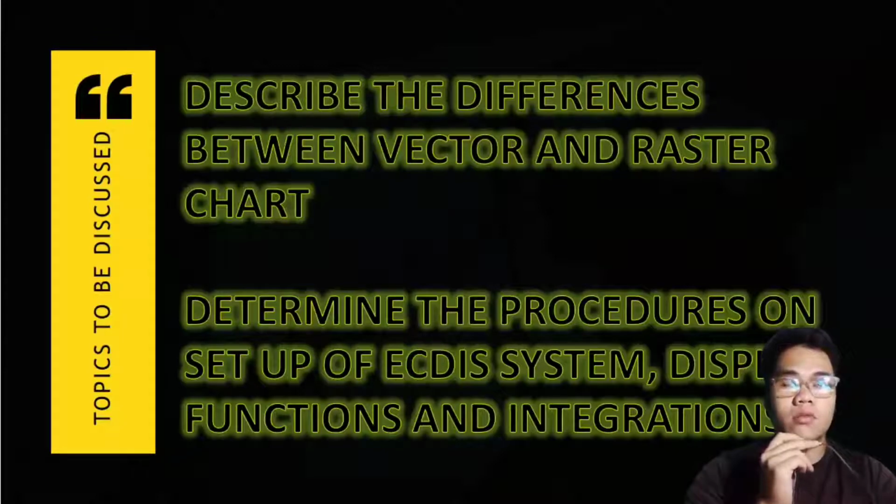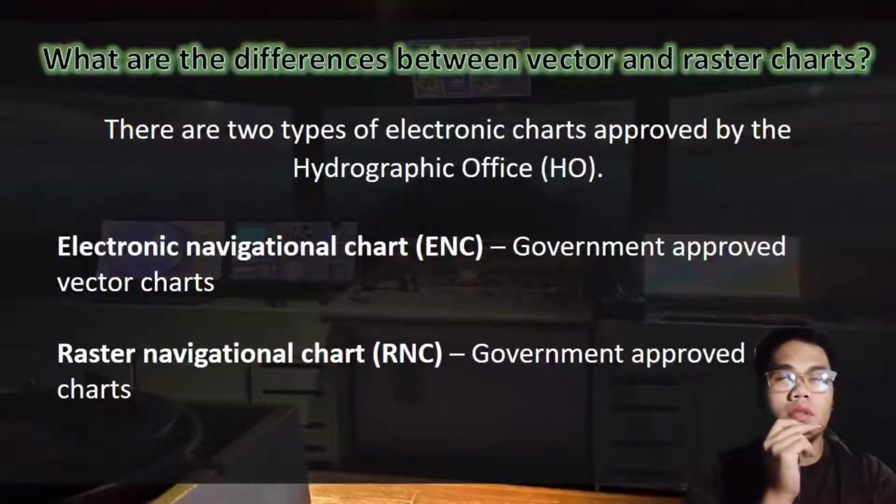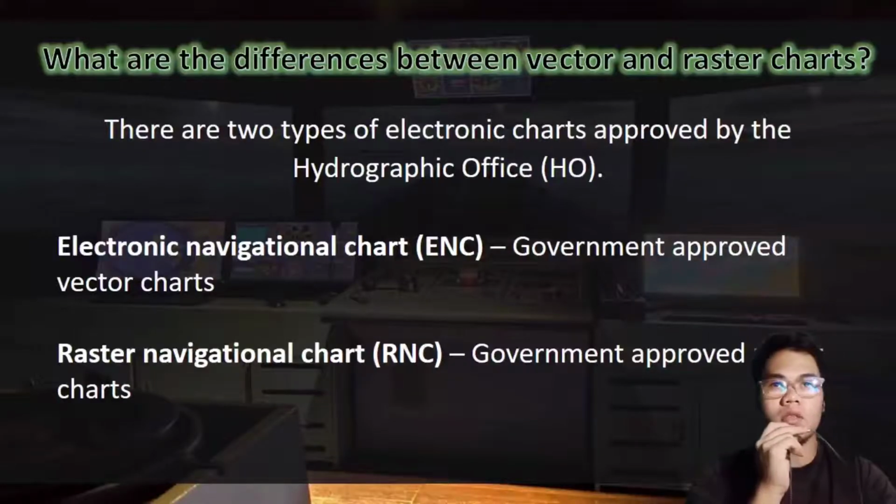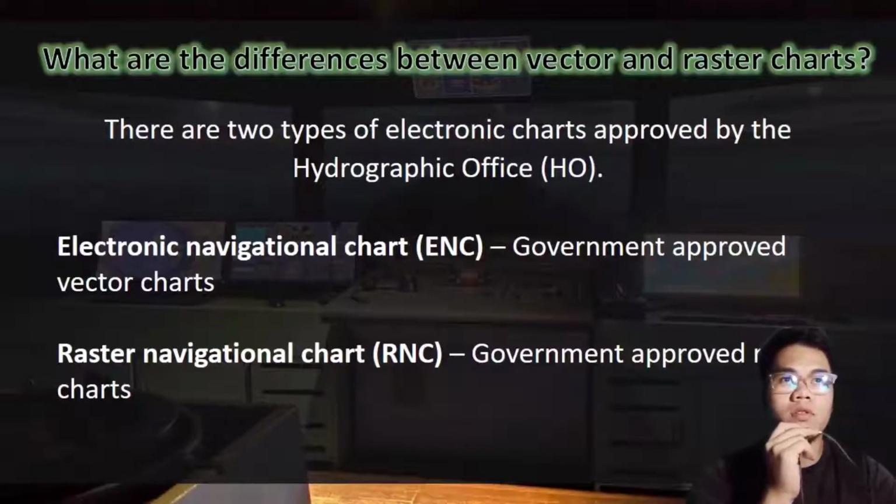To start today's report, we're going to start with our topic. What are the differences between vector and raster charts? Before we differentiate these two, let us first know this. There are two types of electronic charts approved in the Hydrographic Office. These are the electronic navigational chart, which is the government approved vector chart, and the raster navigational chart, which is the government approved raster chart.